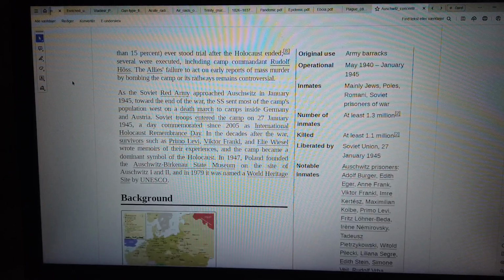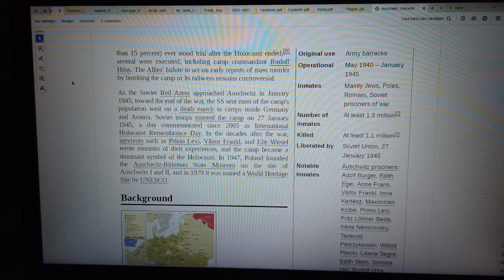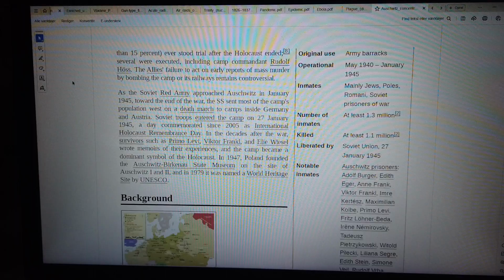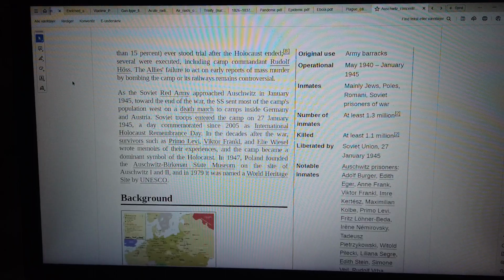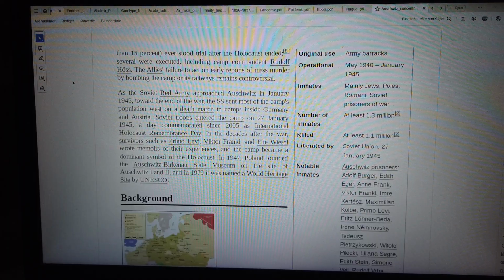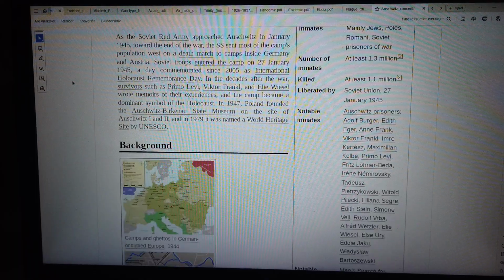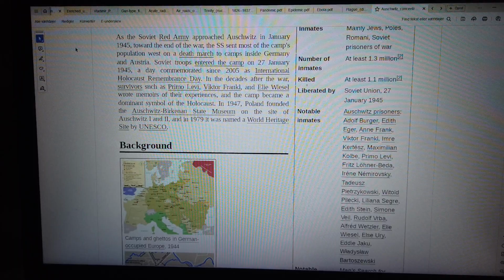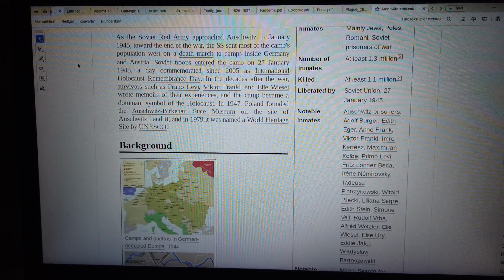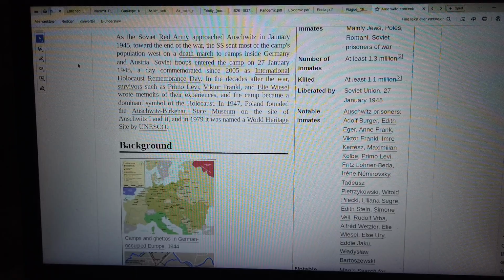The Allies' failure to act on early reports of mass murder, bombing the camp or its railways, remains controversial. As the Soviet Red Army approached Auschwitz in January 1945, toward the end of the war, the SS sent most of the camp's population west on a death march to camps inside Germany and Austria. Soviet troops entered the camp on 27 January 1945.